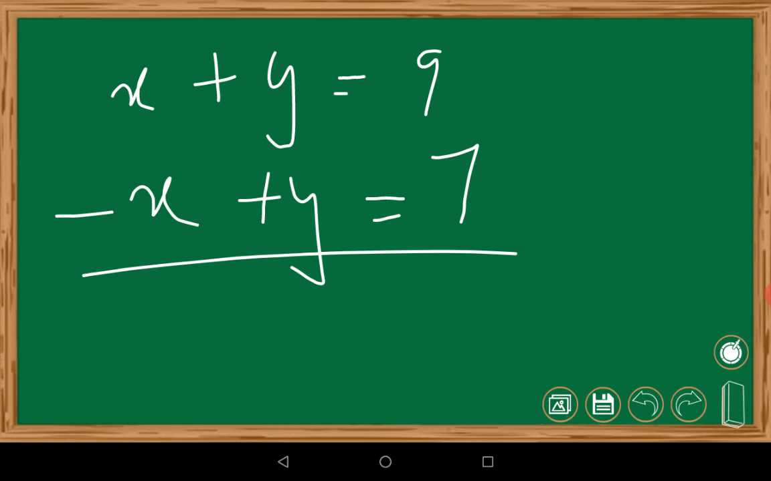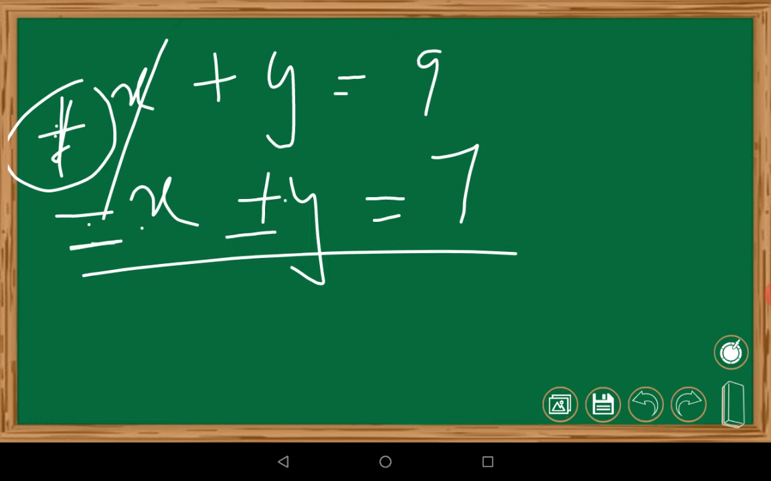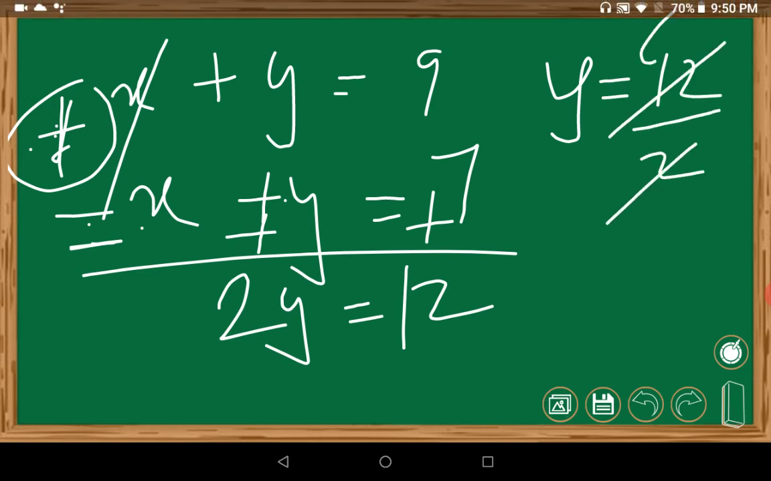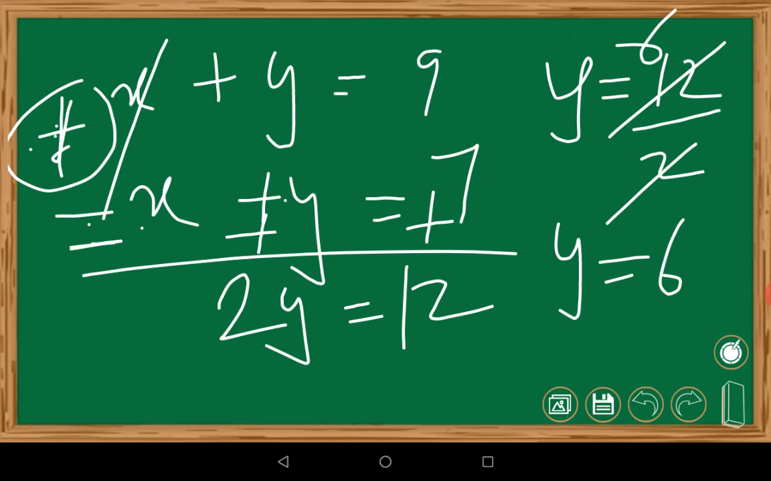x can be cancelled. We are adding first. So plus into minus, minus. So here minus only will be there. Plus into plus, plus will be there. This is a very important thing which we have to know. Now this is cancelled. So y plus y, 2y, and 9 plus 3, 12. 2y is equal to 12 means y is equal to 12 by 2. 12 by 2 means y is equal to 6. Understood? So y is equal to 6.